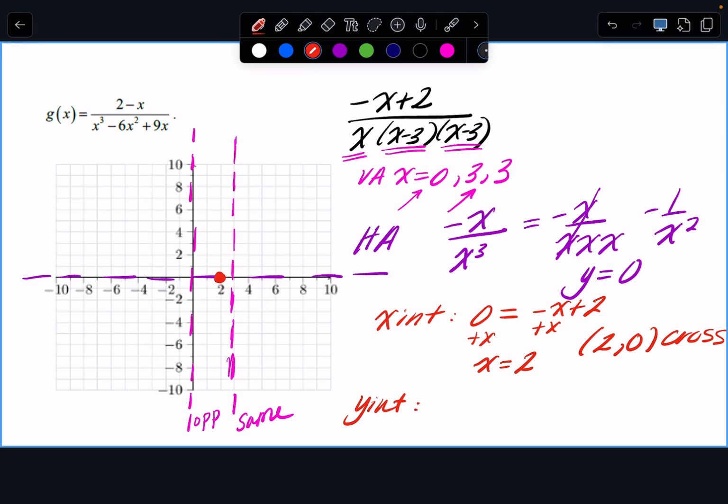The y-intercept, we got to hurry and plug in 0. So that'd be 2 divided by 0. Oh, well, that makes sense. Isn't there an asymptote that's vertical there? So none. All right, so here we go, my friends.